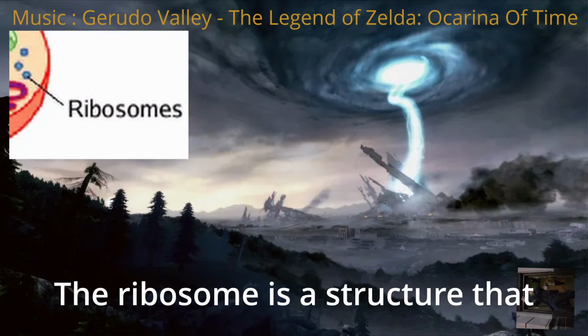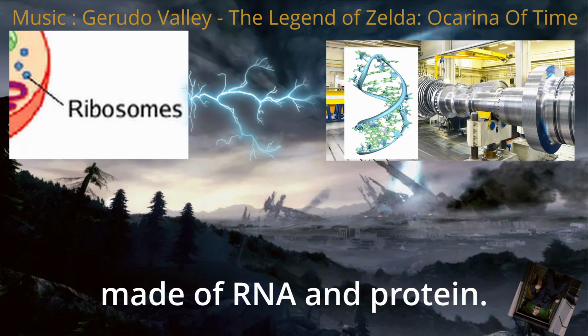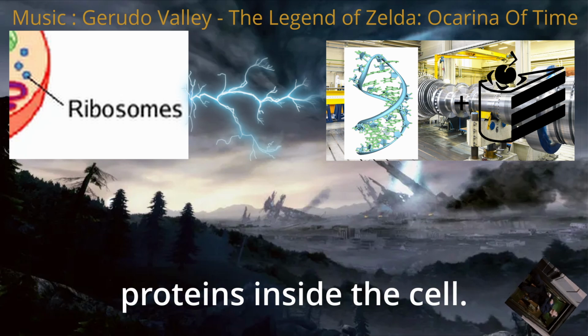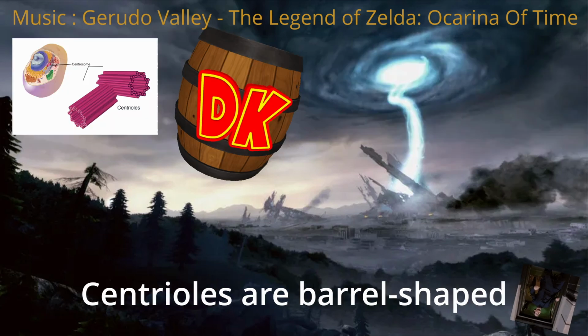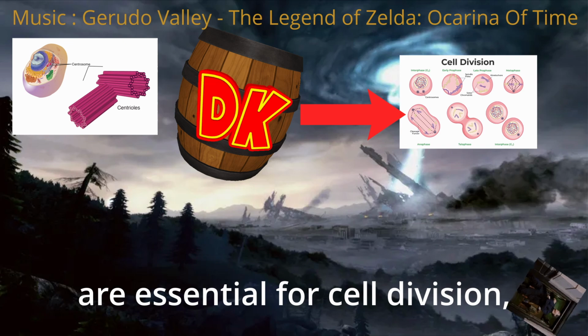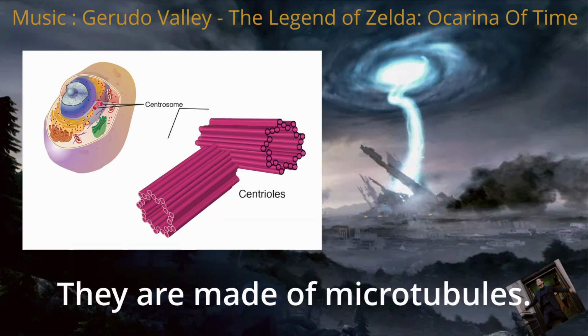A ribosome is a structure that functions as a molecular machine made of RNA and protein. It does the synthesis of vital proteins inside the cell. Centrioles are barrel-shaped organelles in animal cells that are essential for cell division, and the formation of cilia and flagella. They are made of microtubules.